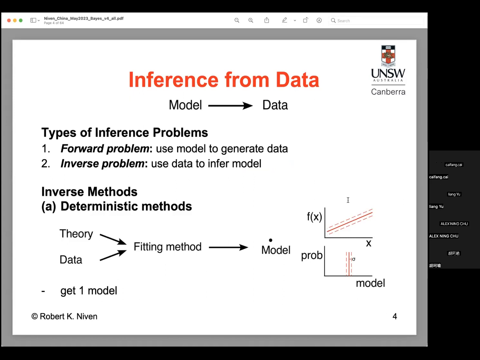If we discuss a number of different inverse methods, first of all, there are deterministic methods in which we put together the theory and the data. We have some sort of fitting method, like a regression method or something like this, and we derive a model. The disadvantage of this approach, hence the name deterministic, is we only get one model. We might get some kind of error bars or some other indication of uncertainty, but commonly not. We just get one model.